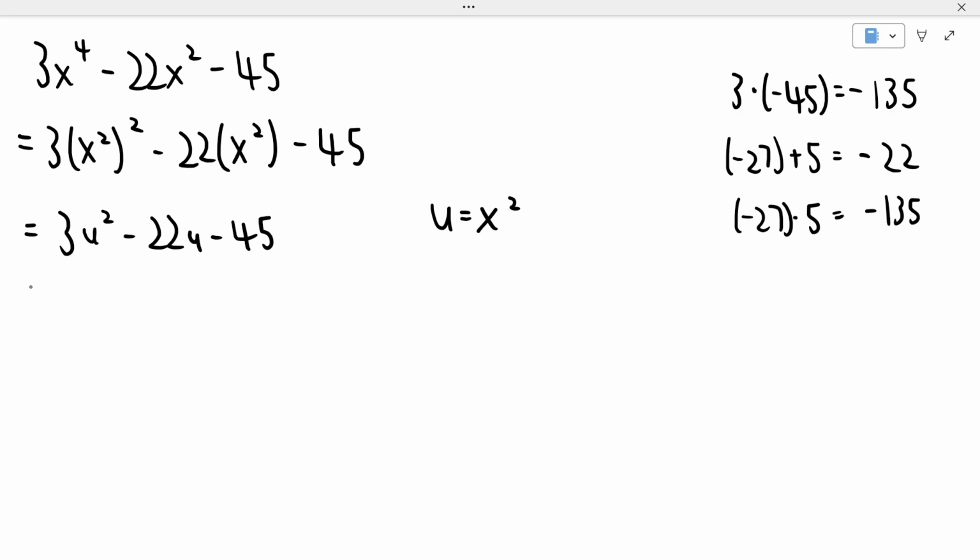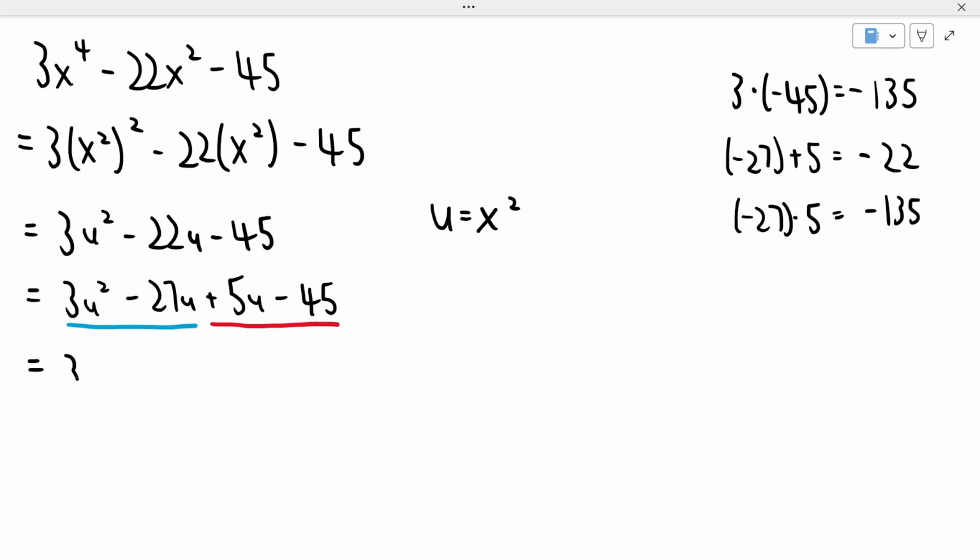So this expression just becomes 3u squared minus 27u plus 5u minus 45. To factor this, we can use factoring by grouping. We'll put the first two terms in a group, and the last two terms in another group. So in the first group, 3u squared and minus 27u both have a 3u in common, so we'll factor out a 3u from both terms.